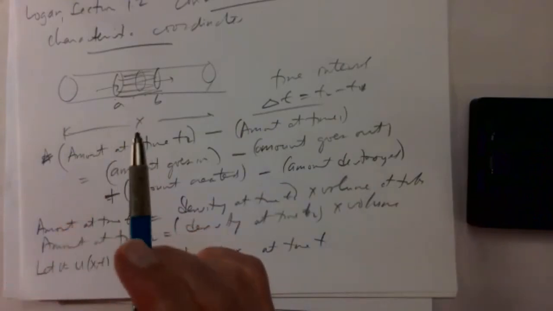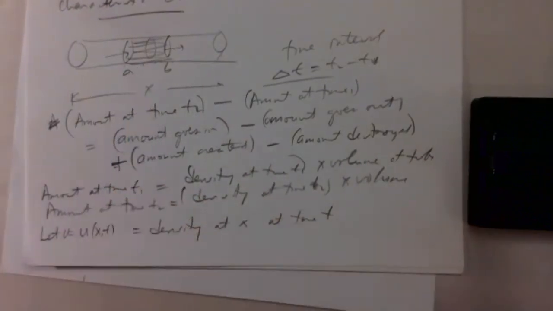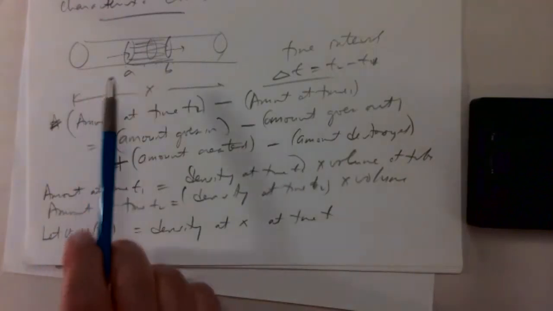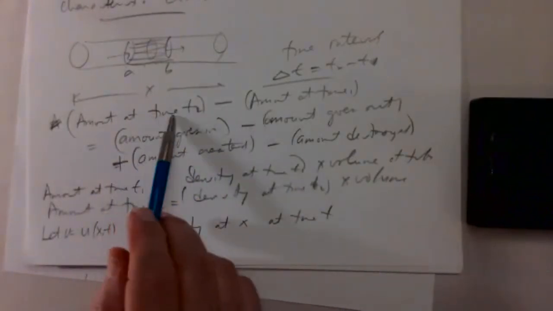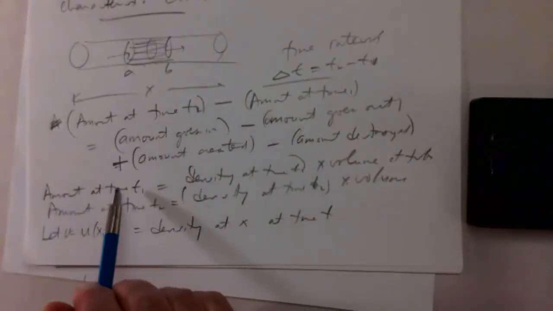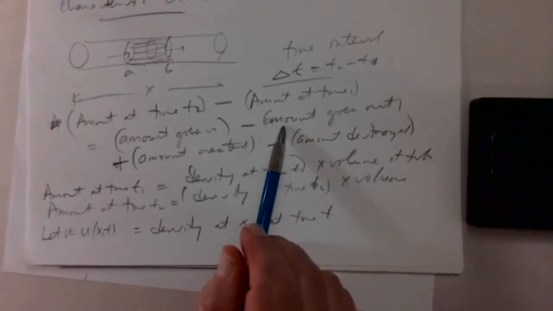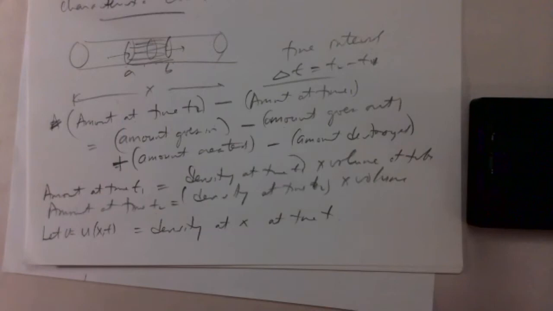But this is the whole idea of the conservation law, that if you want to measure the change in the quantity of material from one time to another time, that's this difference, the change in the amount. It's the amount that goes in minus the amount that goes out, plus the amount that's created inside minus the amount that's destroyed inside.